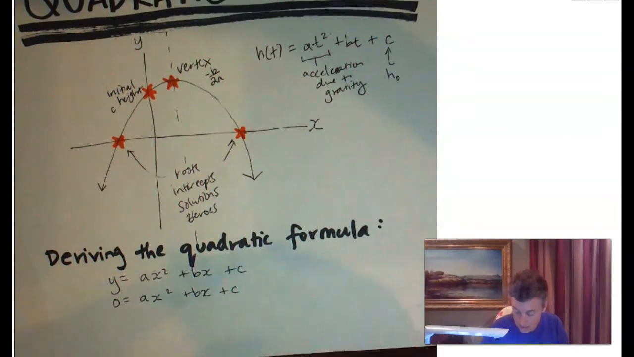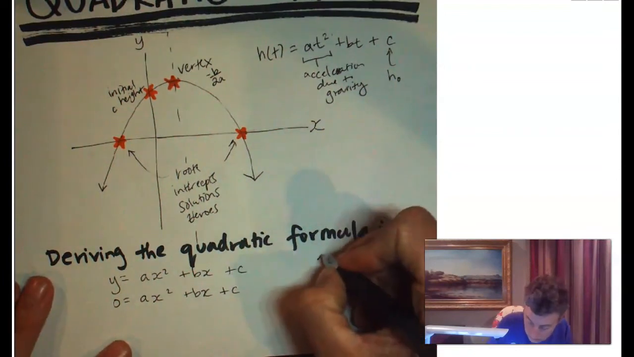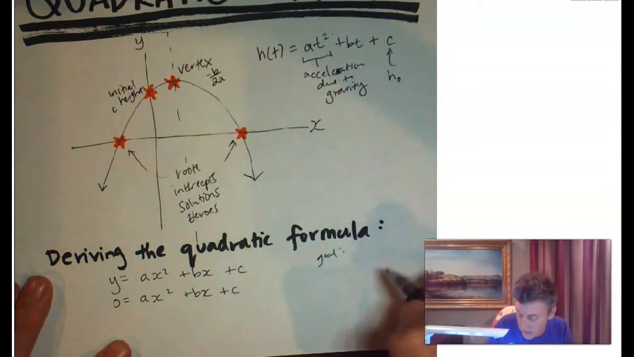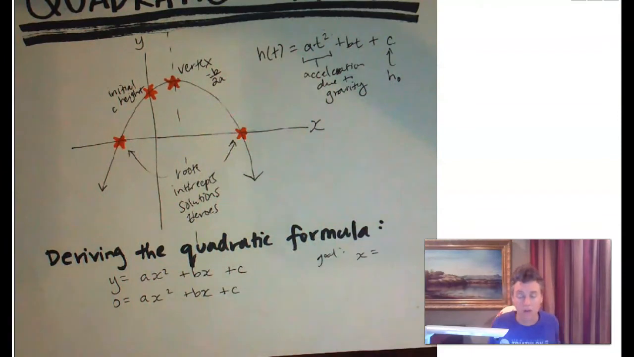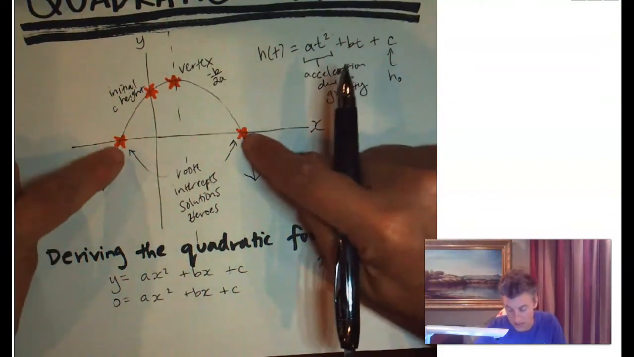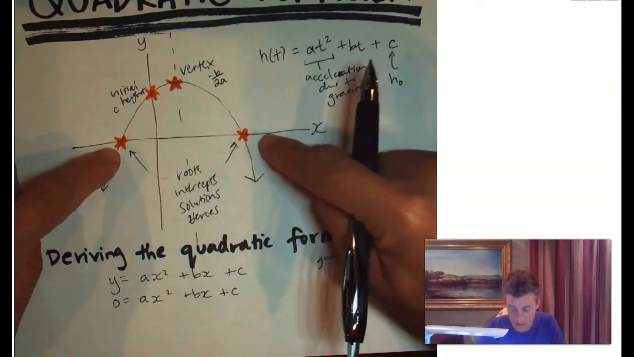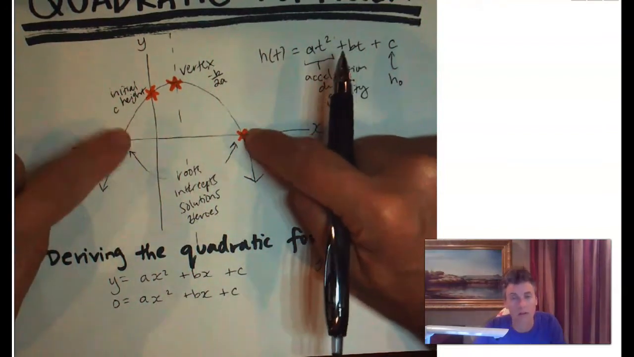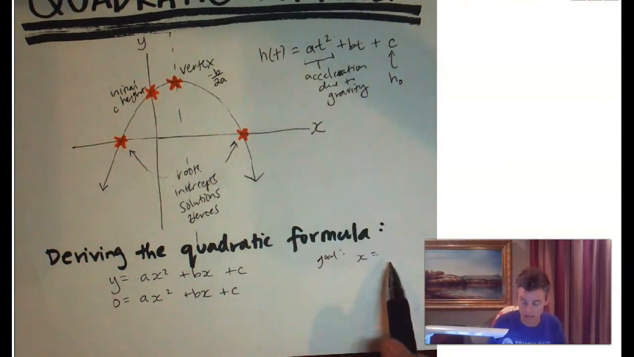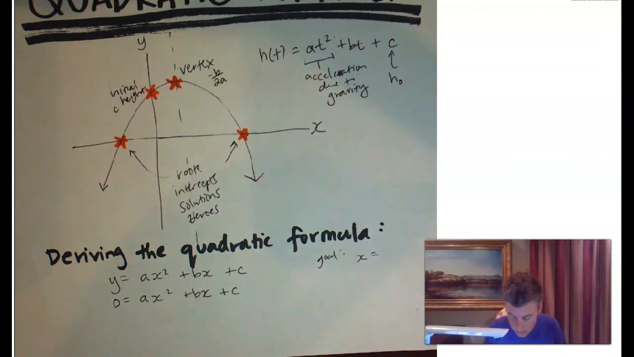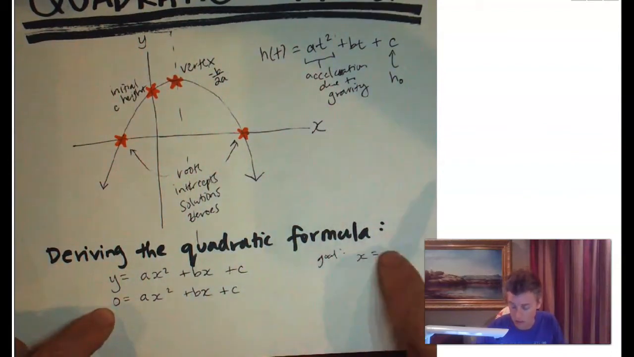So at the end, our goal is to have something that says x equals, because I want to know where on the x-axis these y values are 0, where these things happen. Where is x? All right. So we're going from here, trying to get to there.